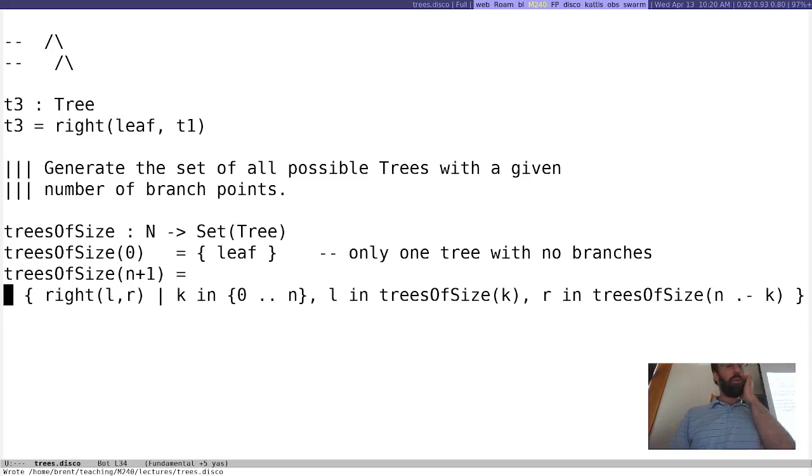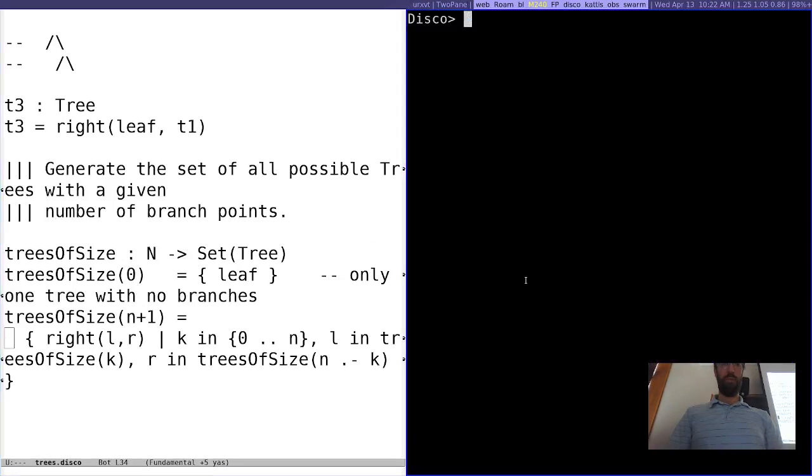Okay, again, we'll come back to this, and we're going to talk about this in more detail, probably next week. It doesn't matter whether this code exactly makes sense to you. You can just get the general idea. The general idea is, we're saying we have 1 branch at the top, and then we're putting some number of branches on the left and some on the right, and we're doing that in all possible ways. For now, you can take my word for it.